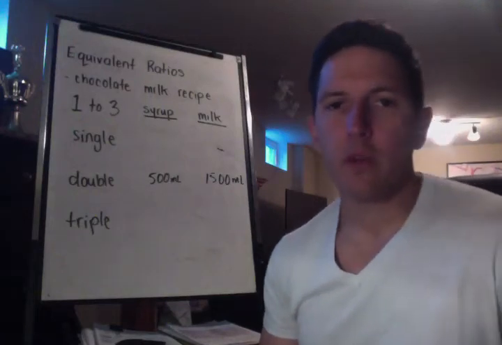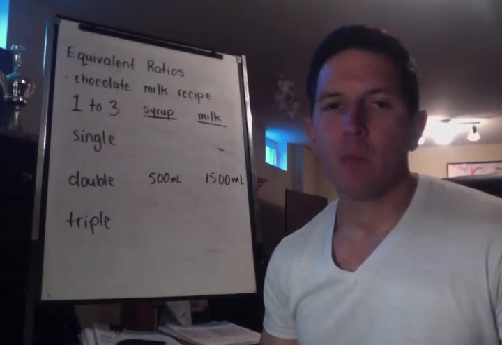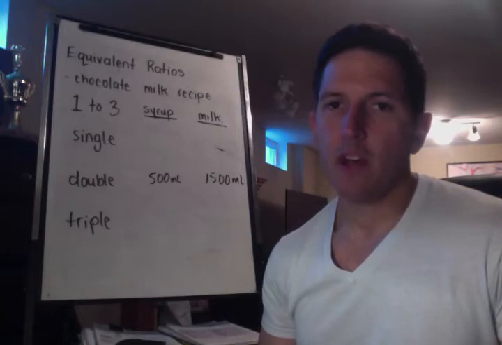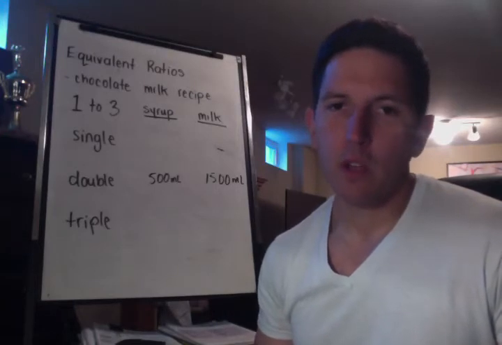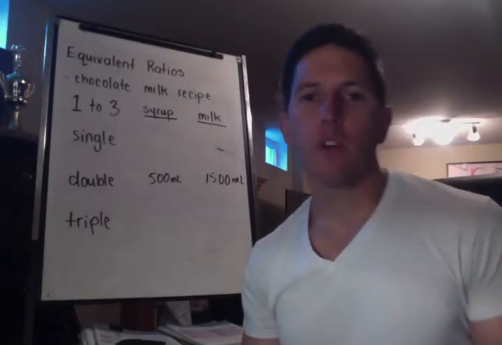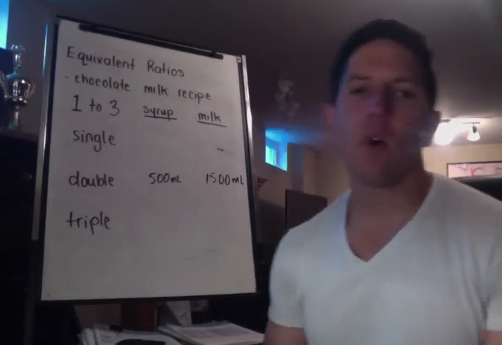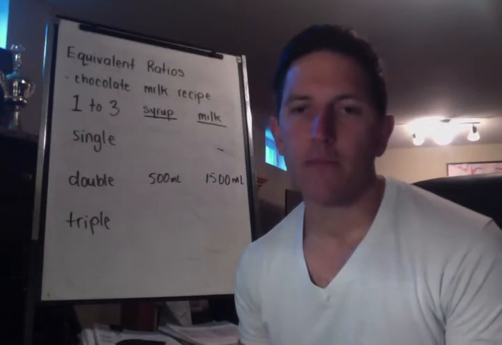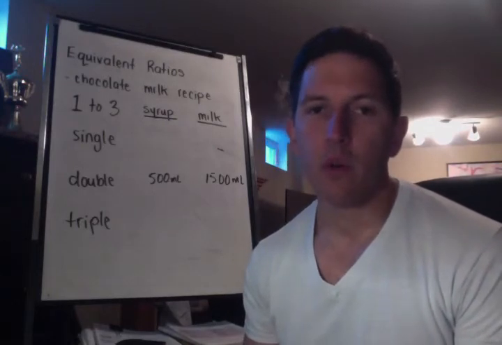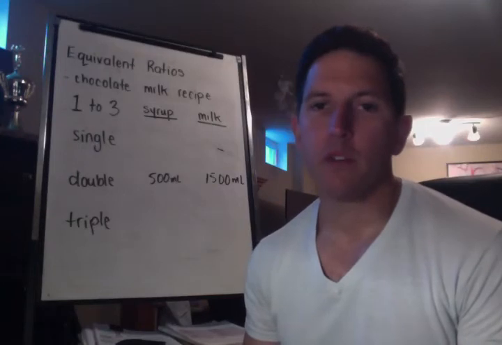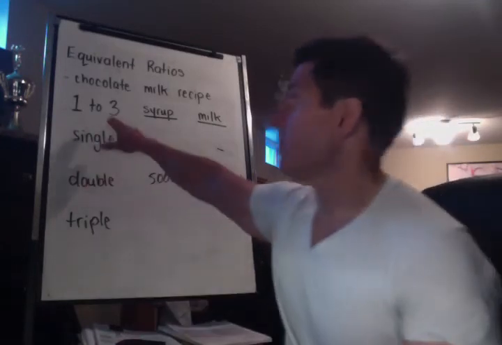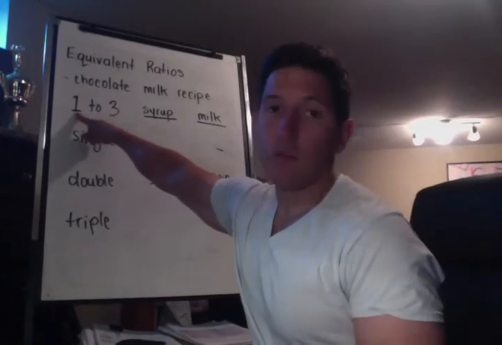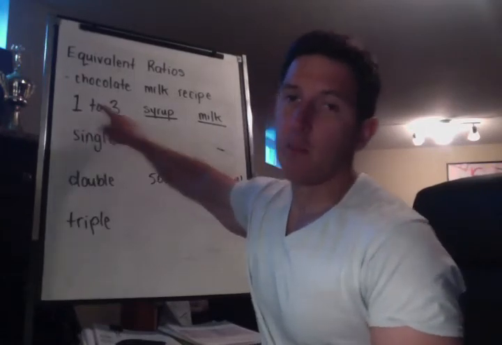Today we're going to talk about equivalent ratios, moving on from our discussion last day in our introduction. So I have a chocolate milk recipe here for you with two ingredients. You buy your syrup and you have your milk, and you need to know how much syrup you put in your milk and how much milk would be required. The ratio is going to be a 1 to 3 ratio. This is an example of a part to part ratio. That would be the syrup and the milk is 1 to 3.